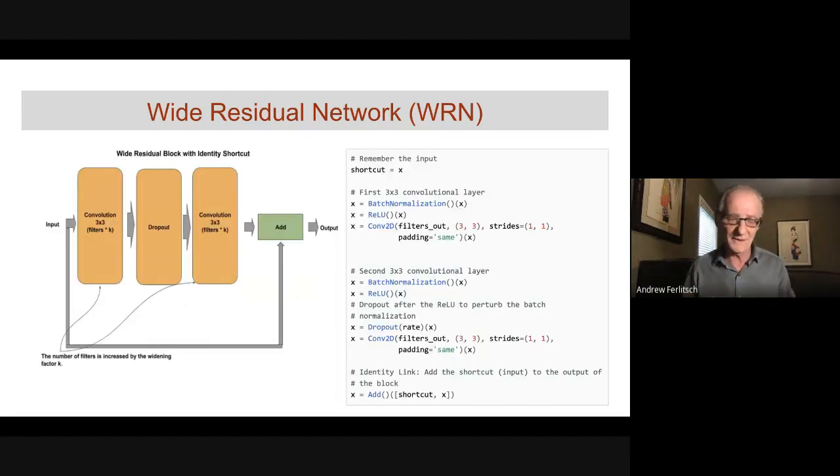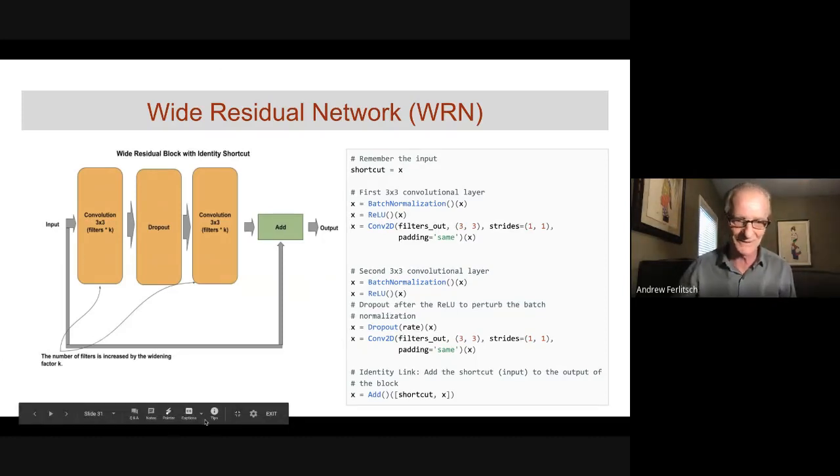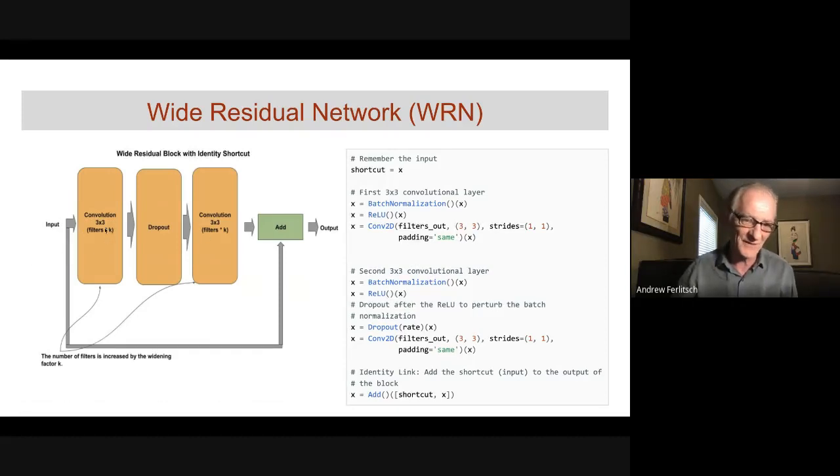So if we look at the picture here, you can see it has similarity to other residual blocks, but is a little different. It's got the two 3x3 convolutions, but now the width factor here, K, that's what they call it, controls how wide those convolutions are. And in between each convolution is now a dropout.